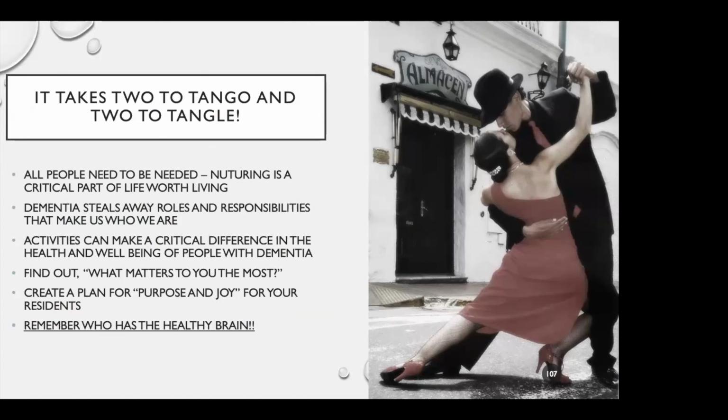Dementia steals away roles and responsibilities that make us who we are. How many of you look at your resident as a nursing home resident as opposed to who is that person? Have you created a one-page profile? You actually know the person. Activities for people with dementia: find out what matters to you. That is one of the first M's in the 4M framework. Create a plan for purpose.